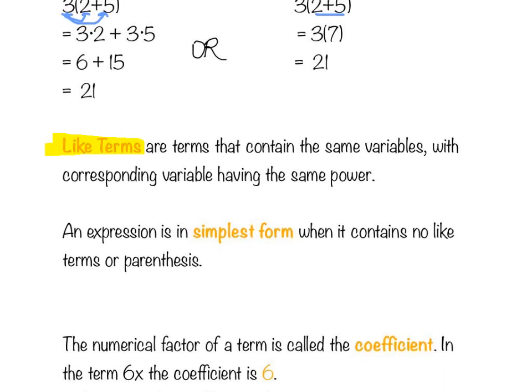You will be asked in this lesson to simplify expressions. What that means is that your expression no longer contains any like terms or any parentheses. So in order to simplify an expression, you must first get rid of any parentheses and then combine all like terms.